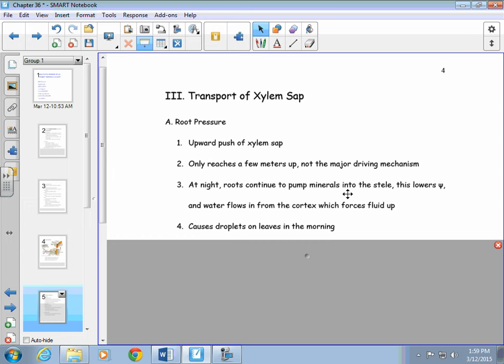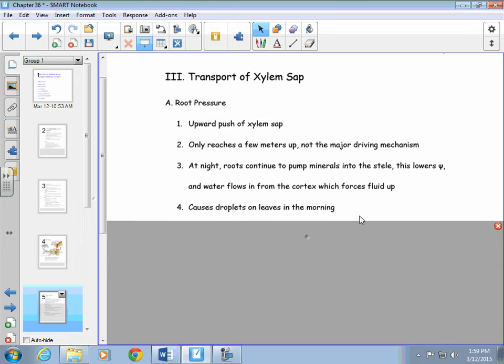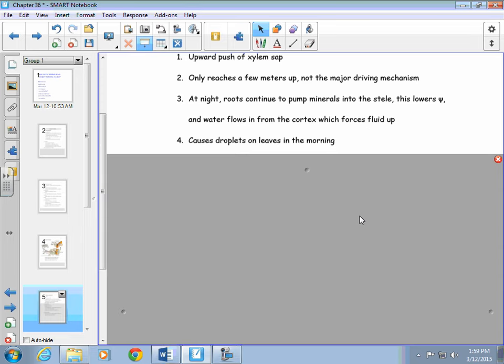It works most at night when roots will continue to pump minerals and water into the stele. This will actually lower the water potential there, and then water will flow in from the cortex, which forces all of the fluid up. You might see evidence of this in the morning when you see a little droplet of water hanging off the tip of the leaf. That's because of root pressure that was happening overnight.